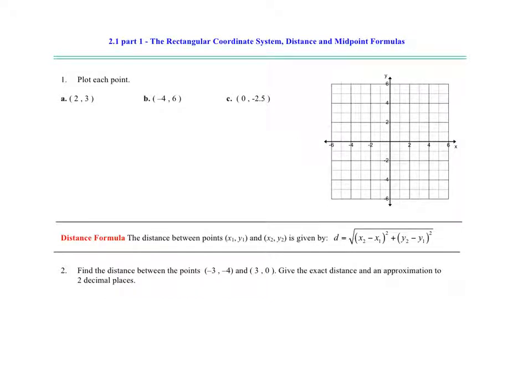We're going to look at the rectangular coordinate system. All right, so just as a little review, if we have an ordered pair, the first number is the x, the second number is the y, and the x tells you to go left or right. Since this is a positive 2, we're going to go right 2 units, and then the y tells you to go up or down. If it's positive, we go up 3 units. And that's always from the origin when we're plotting points.